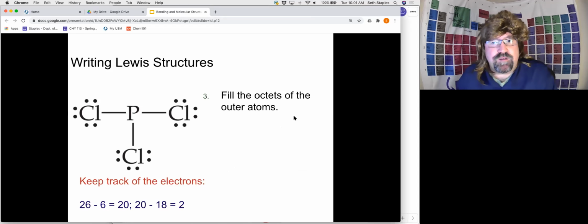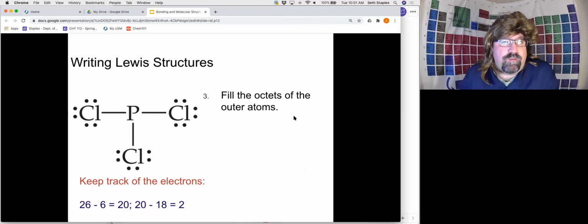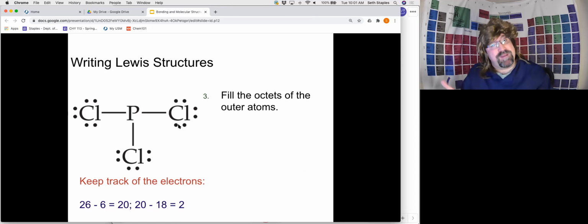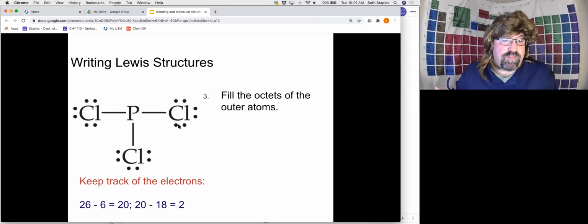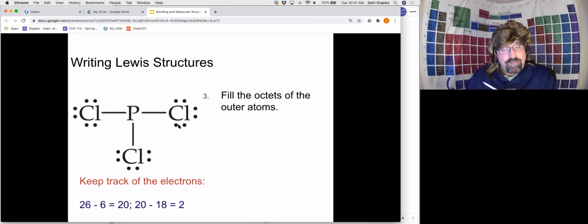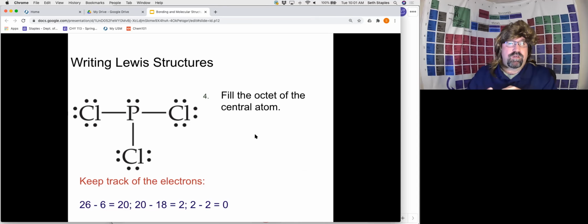And so we're going to start by filling the octets of our outer atoms. So each chlorine is going to get 2, 4, 6. Now each chlorine has an octet, but now I've only used up 18 of that 20 that remained. I still have 2 more electrons. Now I'm going to go ahead and put those then on my central atom, and that fills the octet for that atom. And we look and we see that in fact, we've used all of our electrons. Every atom has an octet. Here's a correct Lewis structure for PCl3.